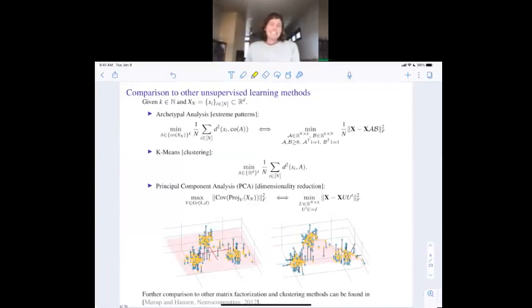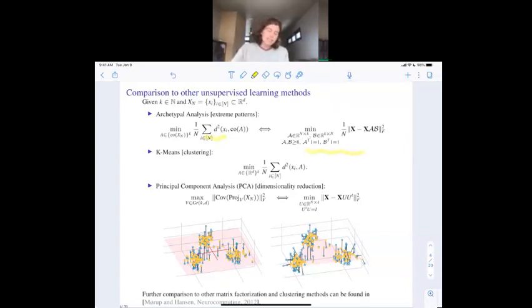Okay. So I'll say a couple more general things about this method. Let me first just compare it to other unsupervised learning methods that you're probably much more familiar with. So I said archetypal analysis has the geometric formulation and the algebraic formulation. And I think about archetypal analysis as trying to find extreme patterns within the data. Right? These archetype points are very extreme examples of points in the data. And then I can think about the data in relation to those extreme points.